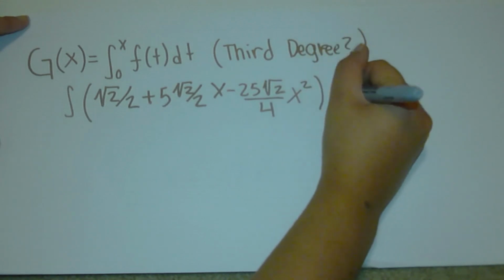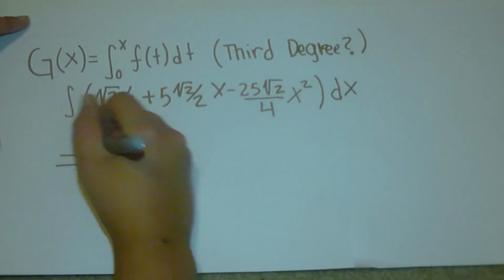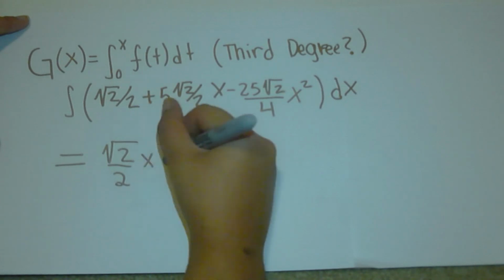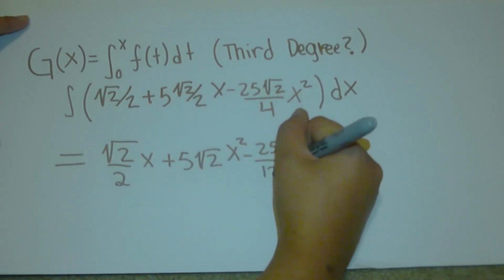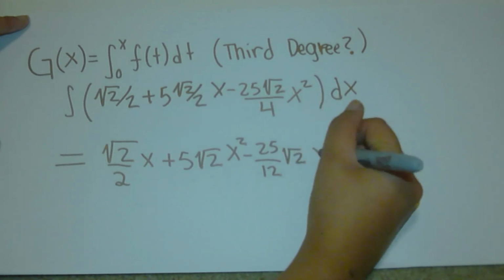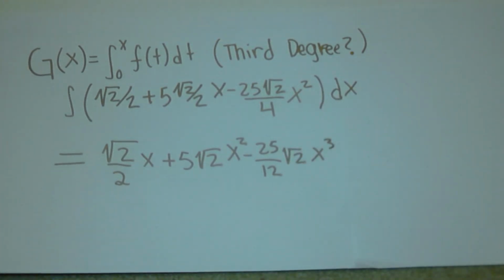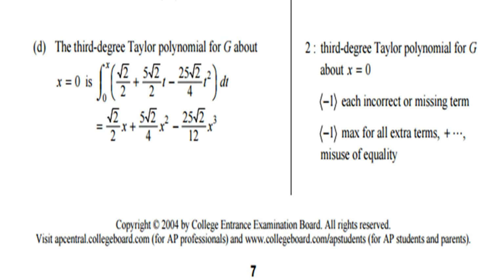Then all we simply have to do is take the integral of the terms, and you get the square root of 2 over 2 times x plus 5 times the square root of 2x squared minus 25 over 12 times the square root of 2 times x cubed, and that's the answer. So on the scoring guidelines, we see that 2 points were awarded for the Taylor polynomial for g about x equals 0, and 1 point was deducted for each missing or incorrect term, and 1 point was deducted for extra terms or the misuse of the equality.